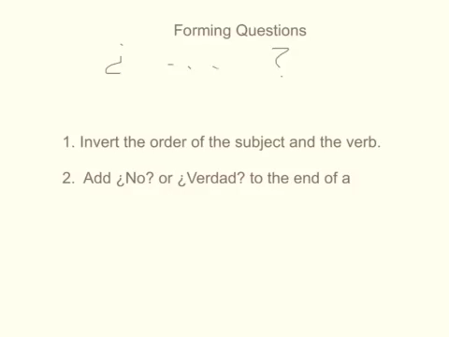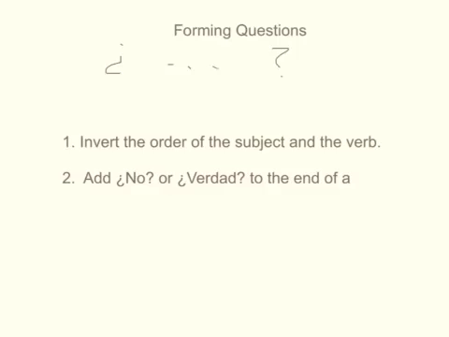So there are three ways to ask a question in Spanish. First of all, you can invert the order of the subject and the verb. So instead of saying "I eat," you could say "do I eat" or "eat I." Number two would be you make a statement and then you say "no" or "verdad" on the end, which would be "no" or "really" at the end.